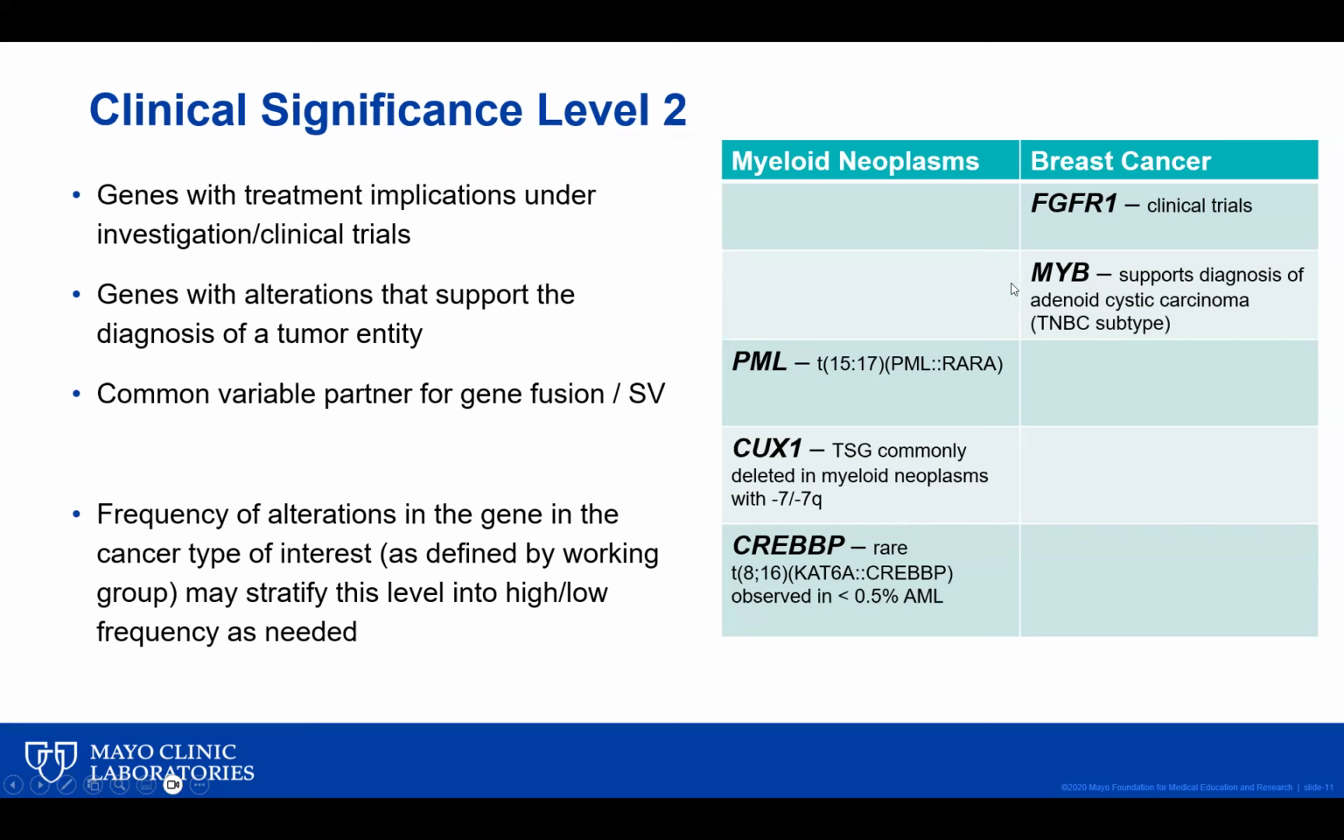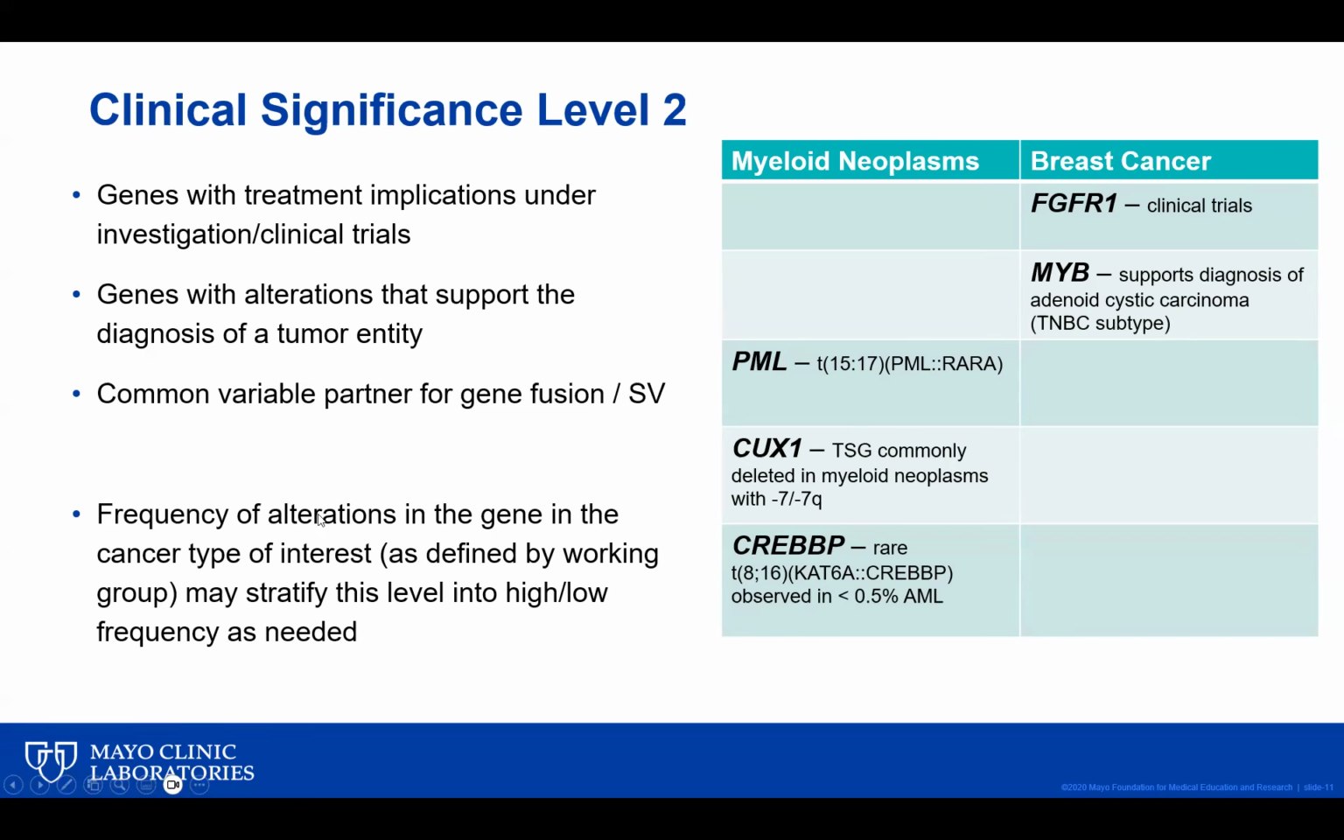And so we know that MYB fusions are present in adenoid cystic carcinoma and are part of the triple negative breast cancer subtype. And then also in level 2, we have common variable partner for gene fusions, and this would include something like PML, where RARA is the actionable fusion partner and can be seen with other genes beside PML. PML is the common fusion partner, so this would be included as a significant level 2.